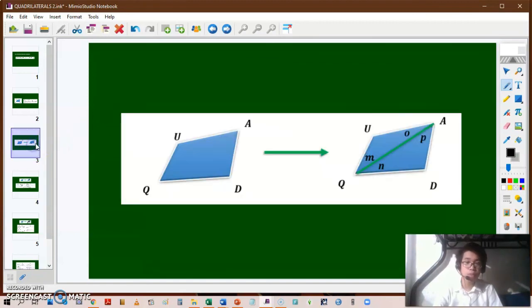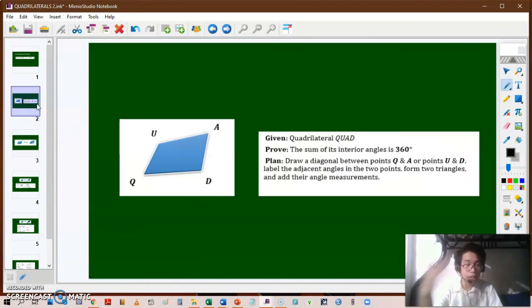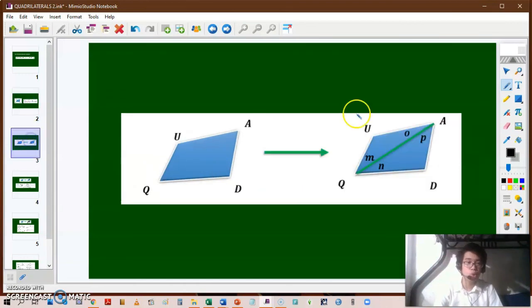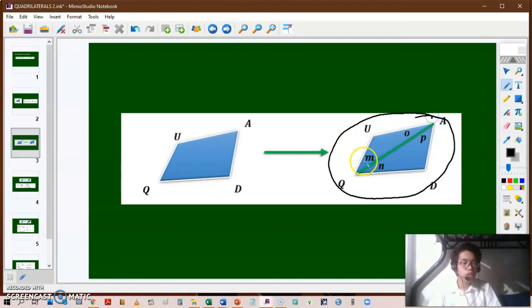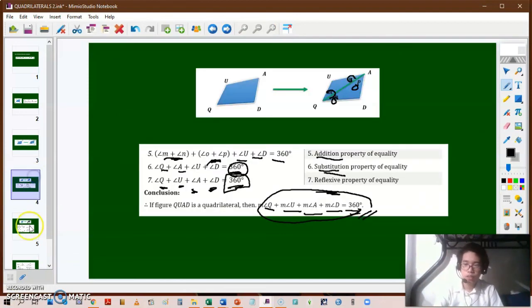So the first step is you have to analyze and plan ahead, and draw something on the figure, a line or anything that will lead you to the last part of your two-column proof. So that's it.